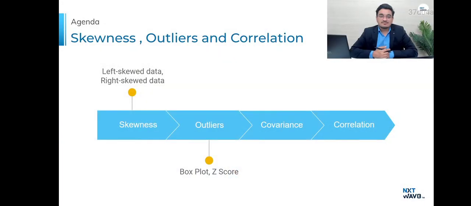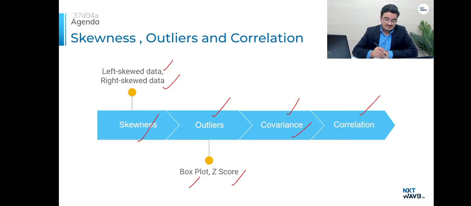So we'll start out by understanding what skewness is. Then we'll talk about different types of skewness, that is left skewed data and right skewed data. We'll also see the effect of skewness over the central tendencies, that is mean, median, mode. Then we'll talk about outliers and different ways of detecting outliers, that is box plot and z-score. Finally, we'll talk about covariance and correlation, which help us understand the relationship across our continuous variables, and we'll see how we can calculate these two quantities. So without further delay, let's dive into the lecture.